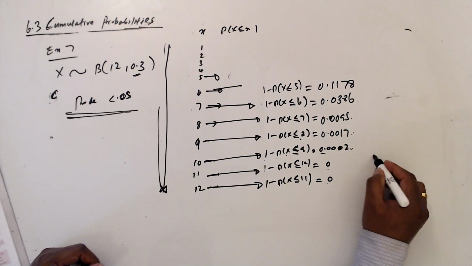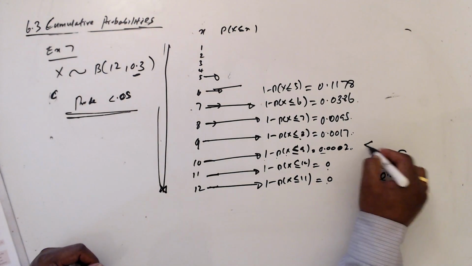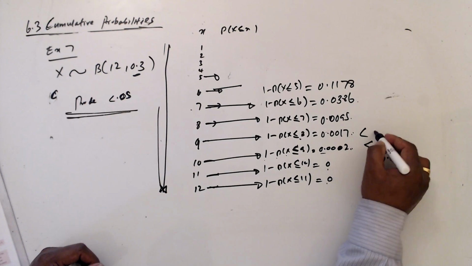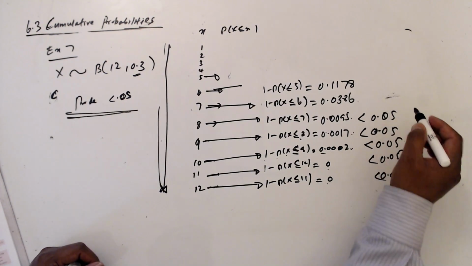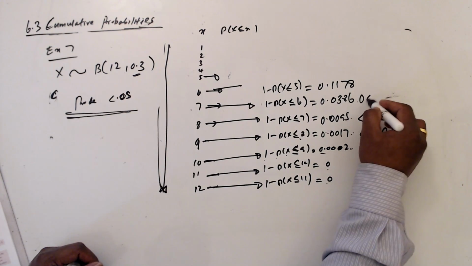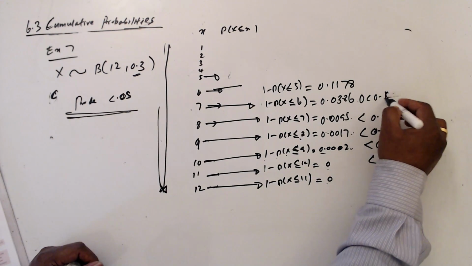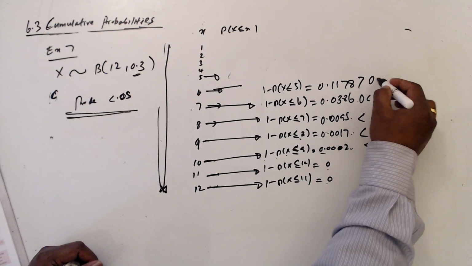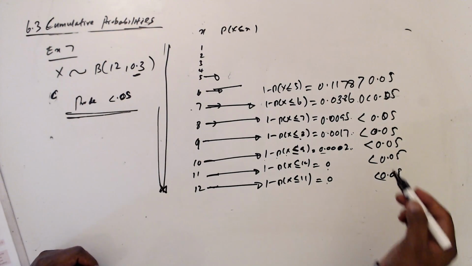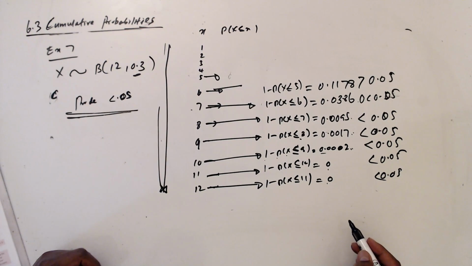Now you can compare with 0.05. Okay, this is less than, this is less than, this is less than, this is less than, this is less than, right? This is also less than. Okay, this is greater than 0.05, and this is the cutoff point. You can see that.